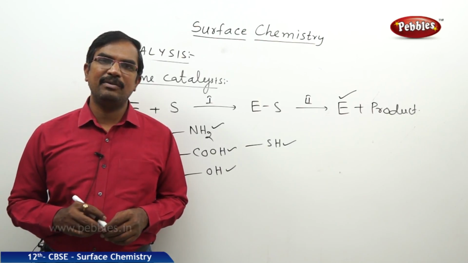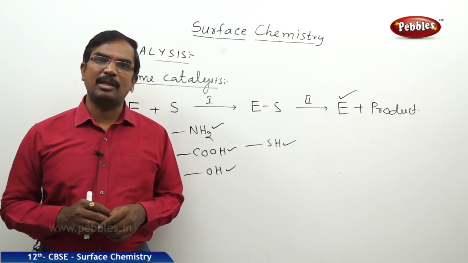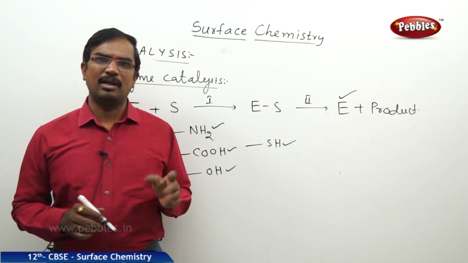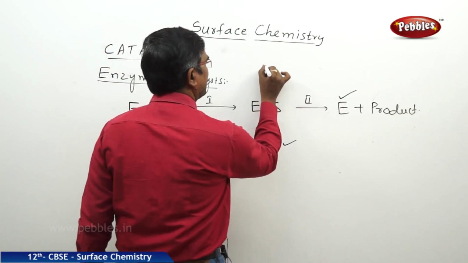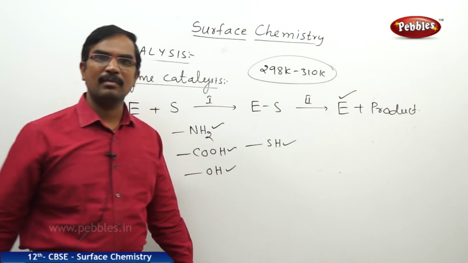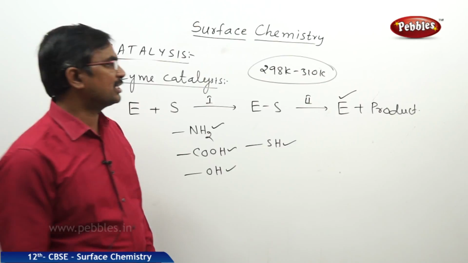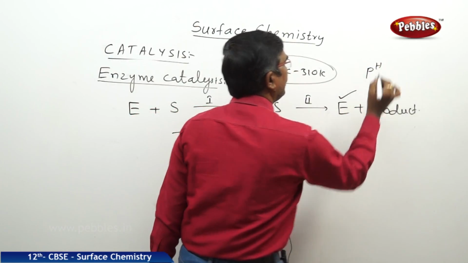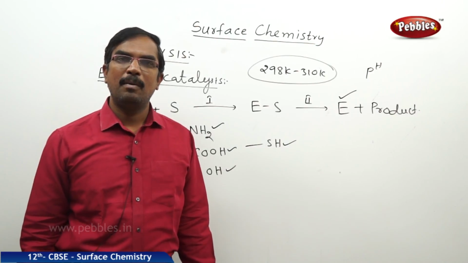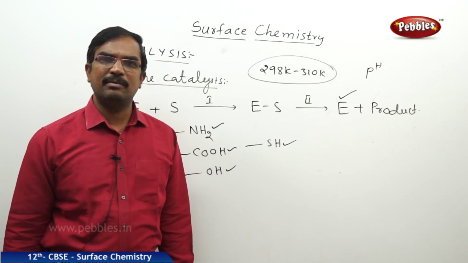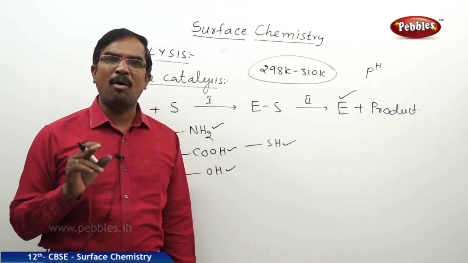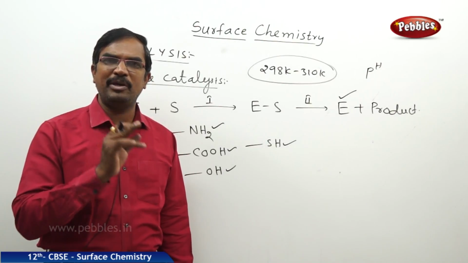And as for enzyme activity, the enzyme catalysis reaction generally occurs at a particular temperature. In general, the process occurs at about 298 Kelvin to 310 Kelvin. Also, enzyme catalysis reactions are highly specific at particular pH ranges between 5 to 7. So enzyme catalysis reactions are most predominant at a pH range of 5 to 7. That's why enzyme catalysis occurs under moderate conditions of temperature and pH value.